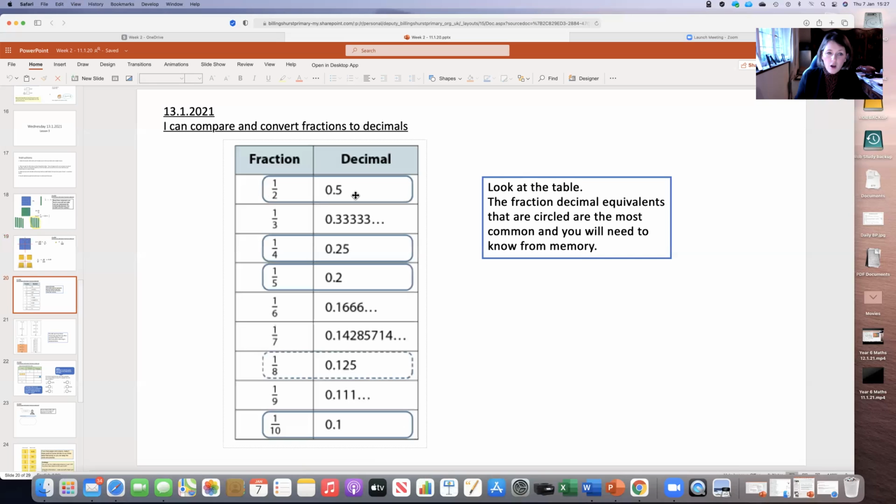So we've looked at a half, we've looked at a quarter. In previous slides, we've looked at 1/5, why that is equivalent to 0.2. And of course, you're all very familiar with 1/10. So this is the one I want you to think about, 1/8. Why is 1/8 0.125? Think about the relationship between 1 quarter and 1/8, and therefore what the relationship is between 0.25 and 0.125.